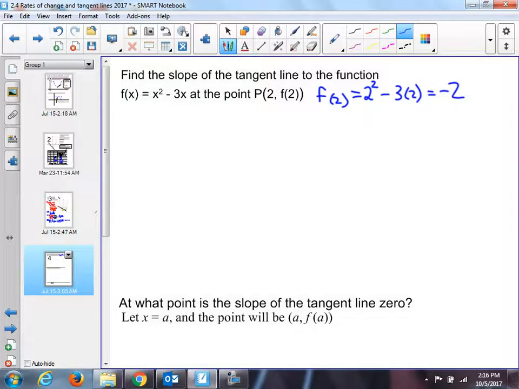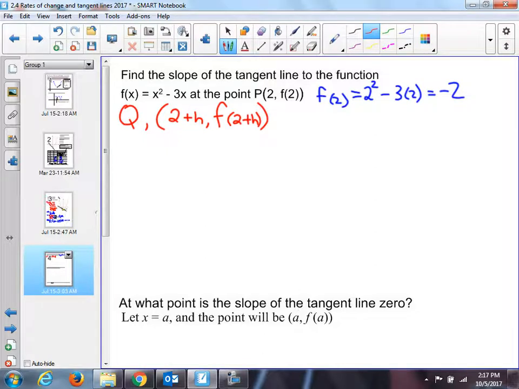So (2, -2) is what we're talking about there. That's the point if we graph it. Then I've got to dream up a second point, right? Maybe 2 plus h. Yes, that's right. So this second point, I'm going to call it point Q, and it's going to have a coordinate of 2 plus h, and then the function with 2 plus h plugged into it.